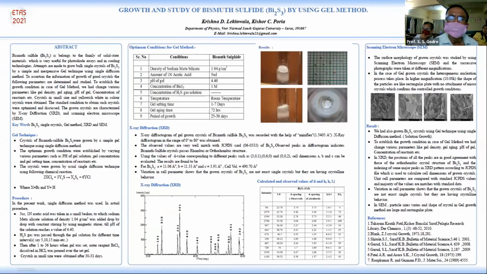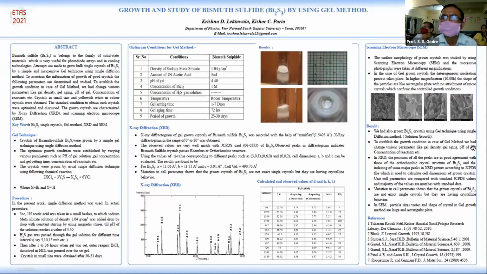Another characterization method which we have used is the scanning electron microscope. We have taken successive photographs at different magnifications, and these are the images of the gel-grown crystals. The images show that a heterogeneous nucleation process takes place. At higher magnification, like 10K, which is this image, the particles are rectangular plates with no attachment of microcrystals, which confirms the controlled growth conditions.